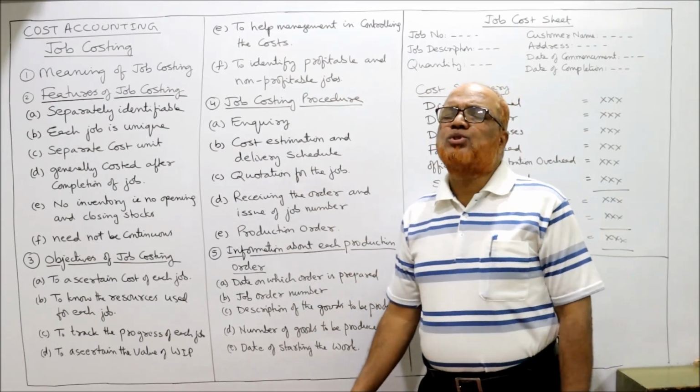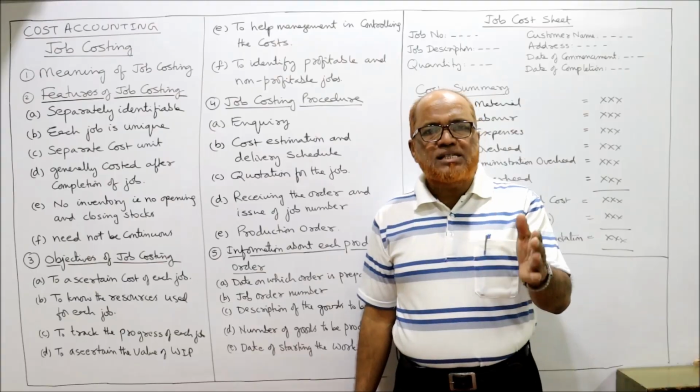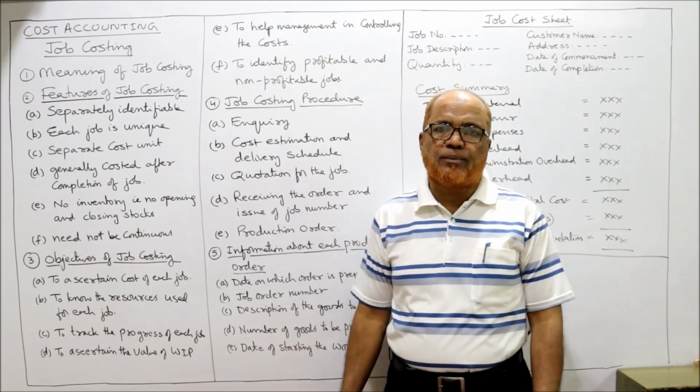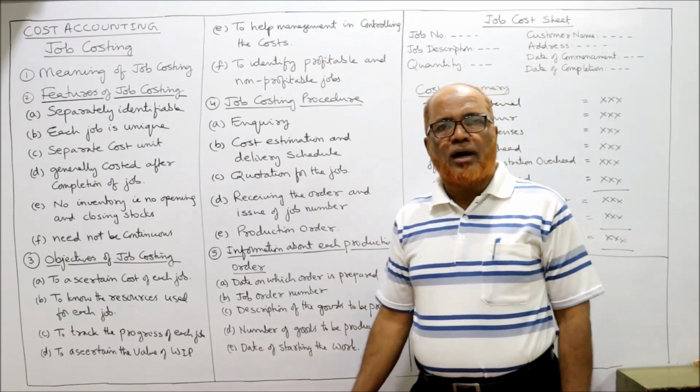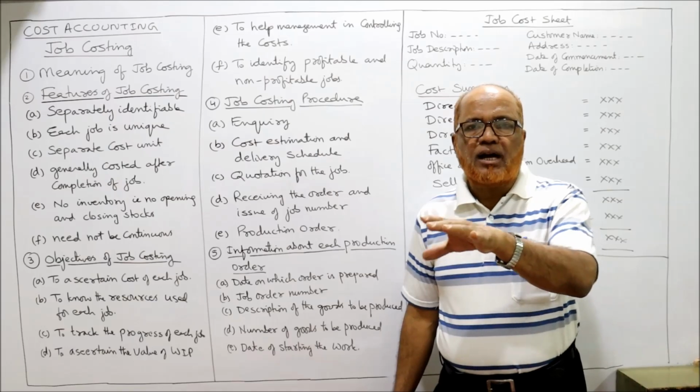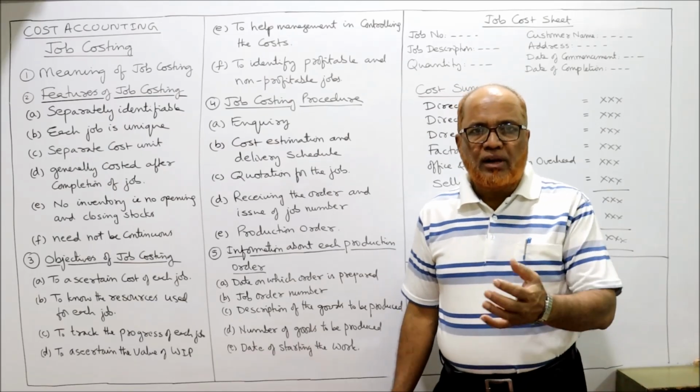Job costing procedure. Procedure means what are the steps to be followed when we apply job costing. The first step is enquiry. First of all, an enquiry will come from the customer.